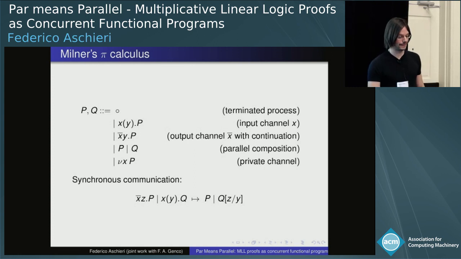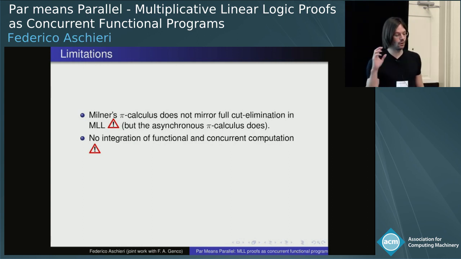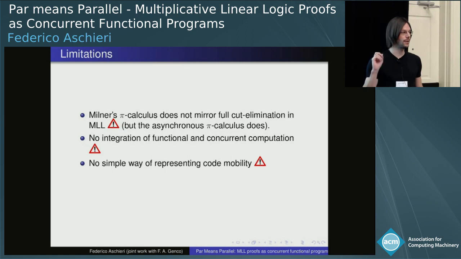So this is the calculus, and there are some limitations in this setting. It works very well, but there are some limitations. So for example, this calculus doesn't match the full cut elimination process, while the asynchronous calculus does, but that's another thing. It's not the Curry-Howard correspondent with Milner's calculus. And then, what interests us is that there is no integration in the same system of functional and concurrent computation. And so you have to either use the calculus to program, which is not very helpful, or you have to expand the system and add the functional part separately. And there is no way of representing code mobility. So sometimes it's more efficient to send code directly on a communication channel instead of a pointer to it.